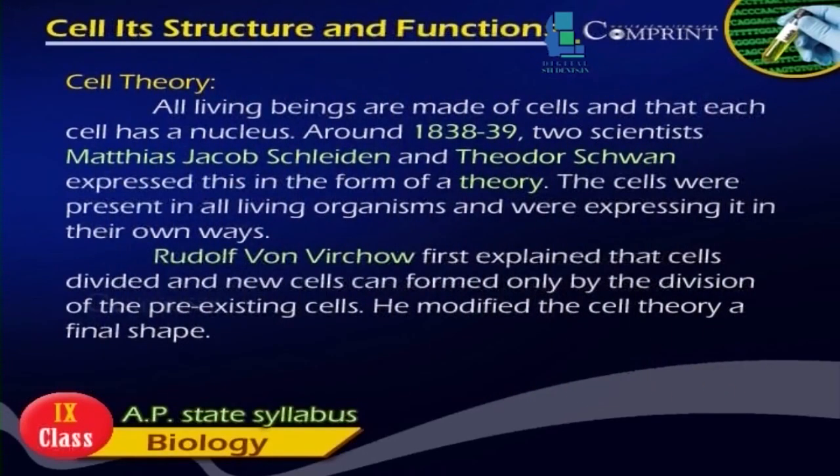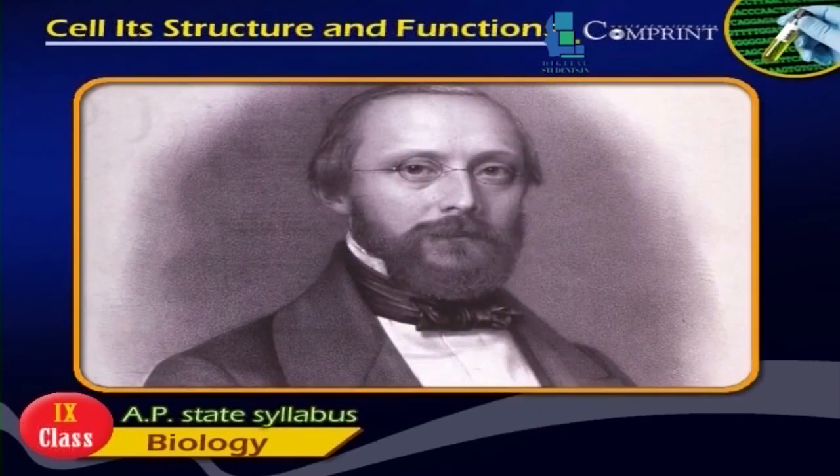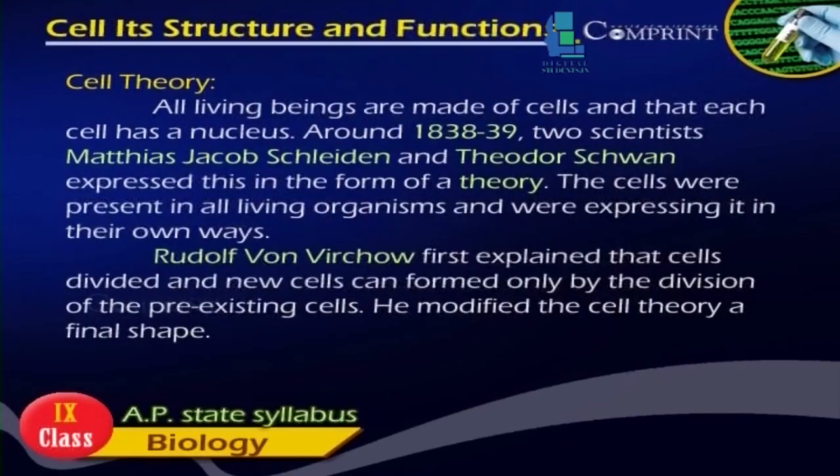The cells were present in all living organisms and were expressing it in their own ways. Rudolf Virchow first explained that cells divide and new cells can be formed only by the division of pre-existing cells. He modified the cell theory to give it a final shape.